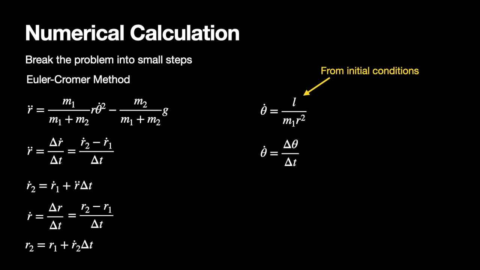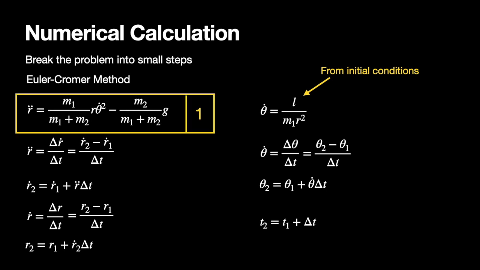So again, I can say theta dot is the change in theta over the change in time, which is theta 2 minus theta 1 over delta t. So I get theta 2 equals theta 1 plus theta dot delta t. It's just like the R thing, except it's theta. And then finally, I can update time. I want to know the time at the end of the time step too, because I'm going to have a solution with time. So I can update time based on my time step. So there we go. Let's just review.